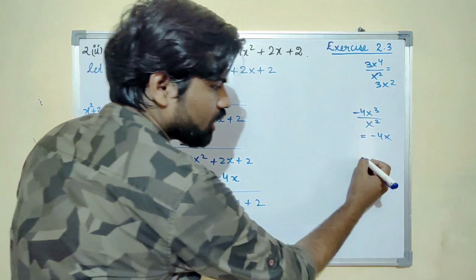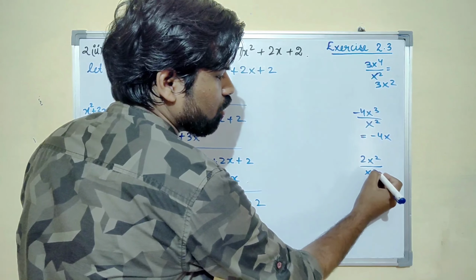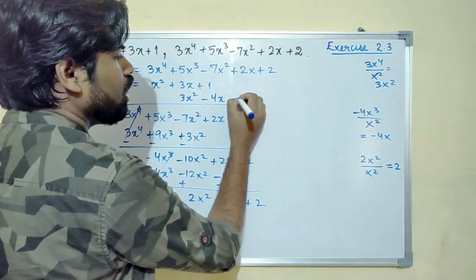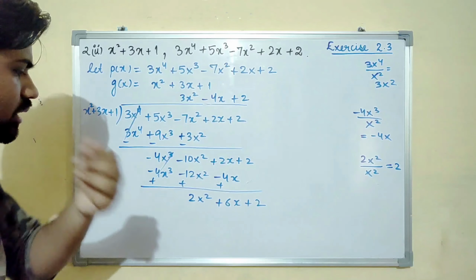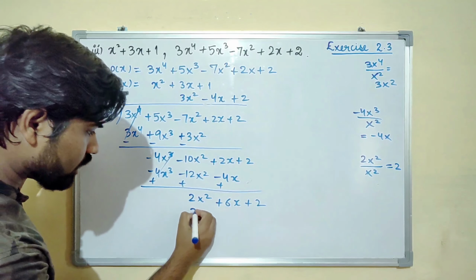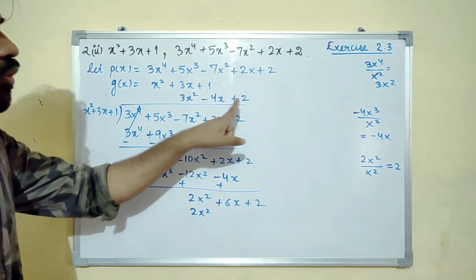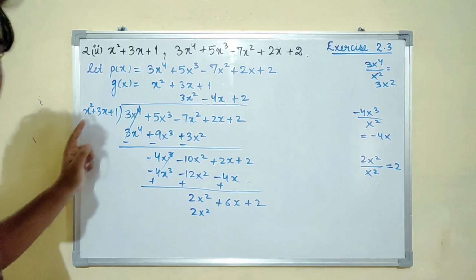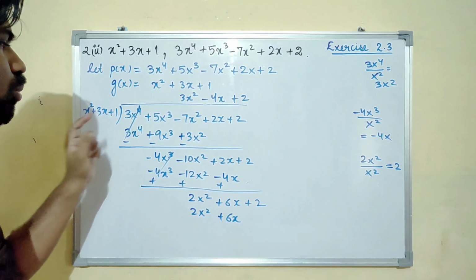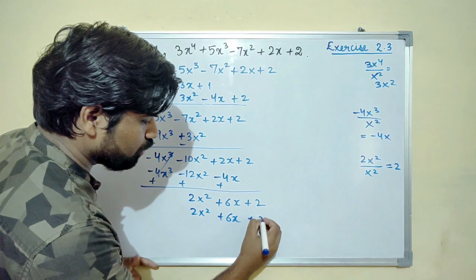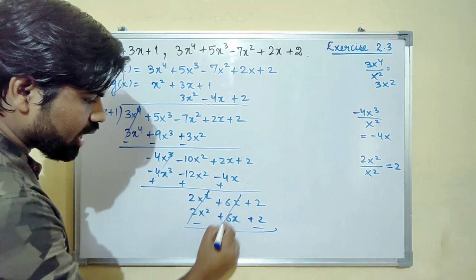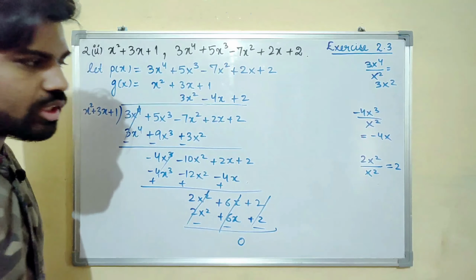Now here the first term of the dividend is 2x square and the first term of the divisor is x square, which will give you plus 2. Write it here, plus 2. Now when you multiply 2 by x square, you will get 2x square, and when you multiply 2 by 3x, you will get 6x, and when you multiply 2 by 1, it will give you plus 2. Change the sign and then solve. This will be cancelled, this will be cancelled, that means the remainder is 0.